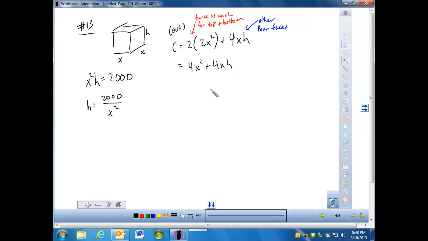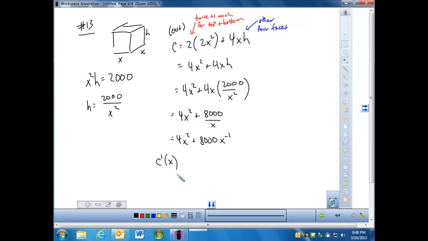If I simplify this now and work all this out, and I'm going to plug in 2,000 over x squared for my h, so that I only have one variable in this problem, and you can plug that in anytime you want, it doesn't have to be now. If I work all that out, I get a little bit more complicated function to take the first derivative of. But if you rewrite it like this, it's not too awful. Taking the first derivative, the cost with respect to x gives me 8x minus 8,000 over x squared.